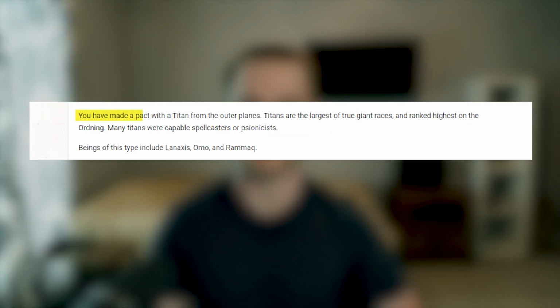You have made a pact with a Titan from the Outer Planes. Titans are the largest of true giant races, and ranked highest on the Ordning. Many Titans were capable spellcasters or psionicists. Beings of this type include Lanaxus, Omo, and Ramak.